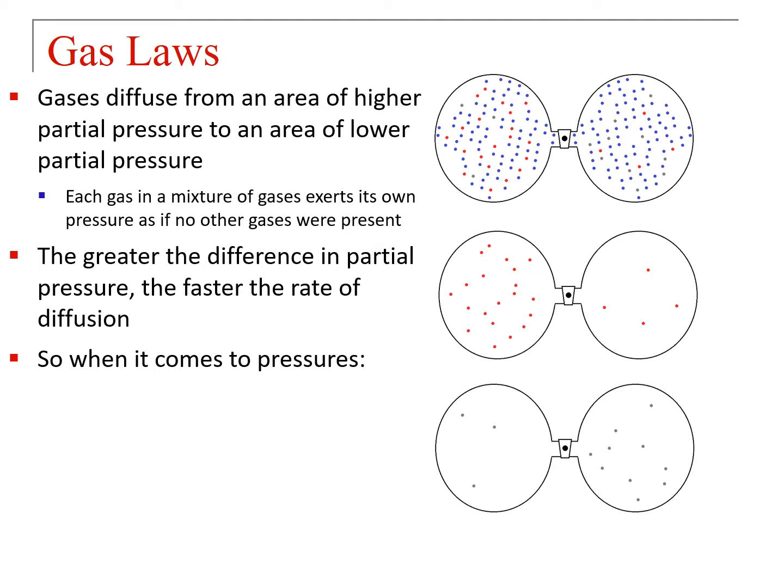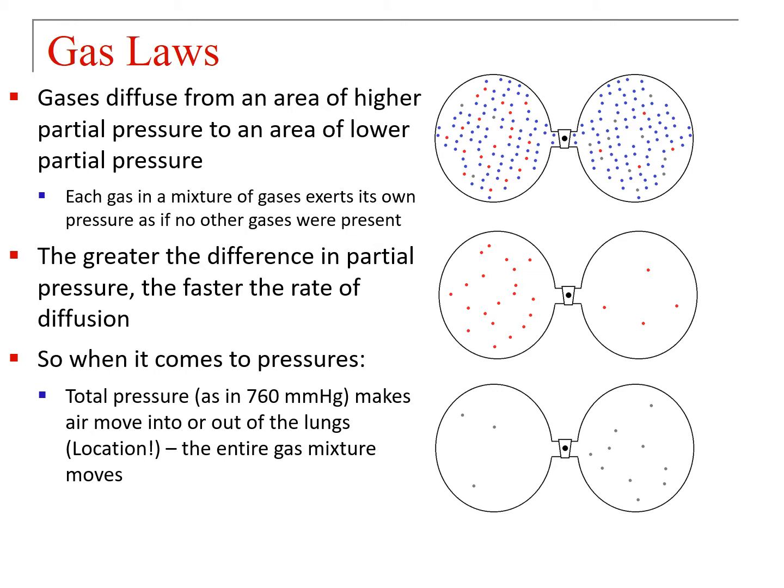So when it comes to pressures, let's make this really clear. Total pressure makes air move in and out of the lungs. So ventilation is about increasing total pressure, up or down, moving from 760 to 759 or 761. Total pressure makes air move in and out of the lungs. The entire gas mixture moves, so that means the proportions don't change.